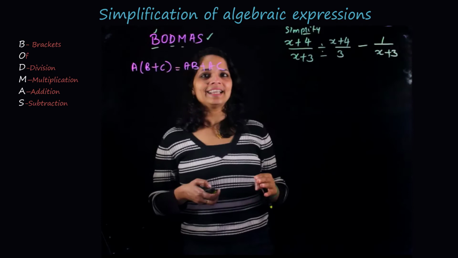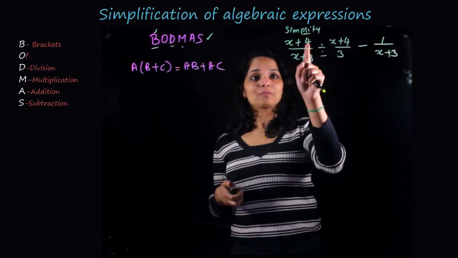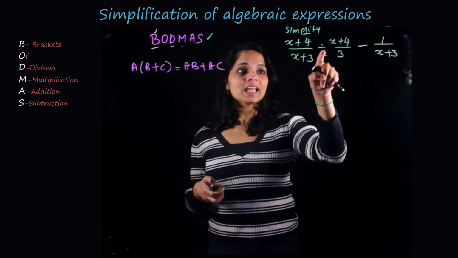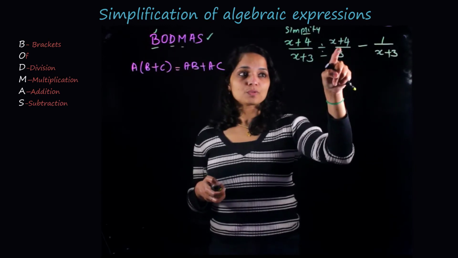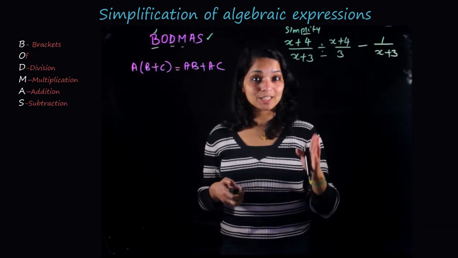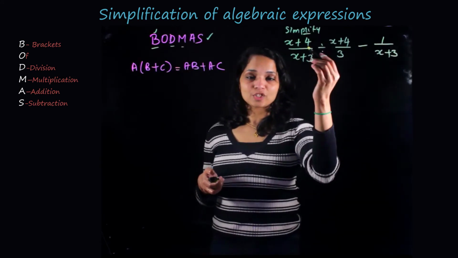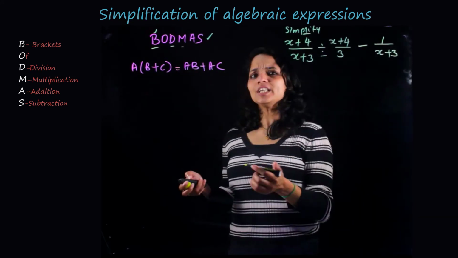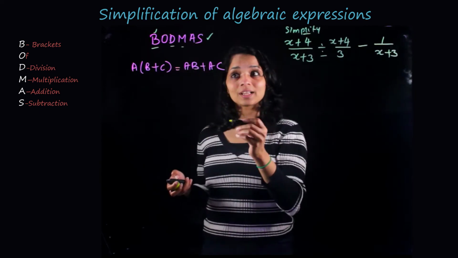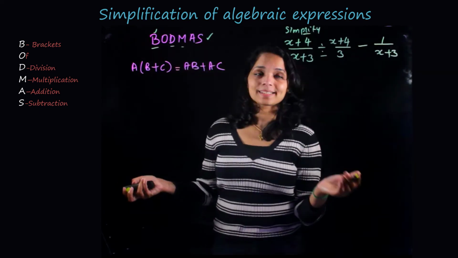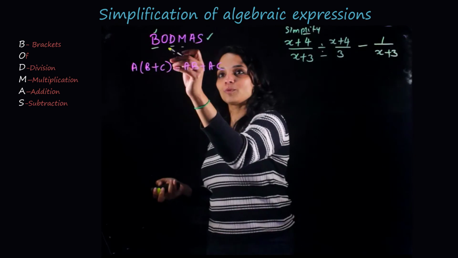Okay, finally, let's do one more example. Simplify (x plus 4) on (x plus 3) divided by (x plus 4) on 3 minus 1 on (x plus 3). So different fractions in here, and also there's a division, subtraction, addition, etc. We need to follow the BODMAS rule in here as well. First, is there any brackets? There's no brackets. So let's move on to the second one.